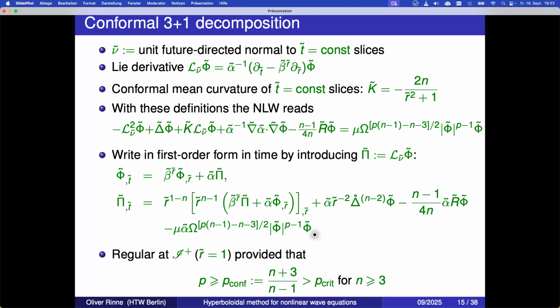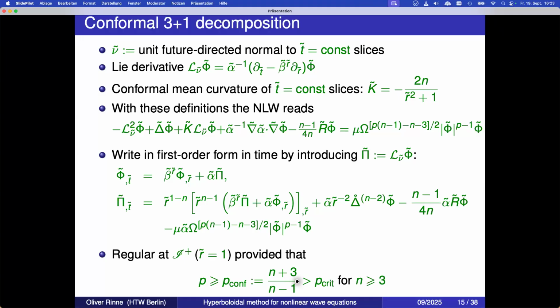This is quite a nice equation because it's completely regular at scri plus, provided that this exponent here of omega is non-negative. If it's negative, then you have a problem because, as I said, at scri plus omega goes to 0, and this would blow up. But as long as it's greater than or equal to 0, there's no problem. The critical value for which this is the case is when p assumes this value here, (n plus 3) divided by (n minus 1). I call it p conformal.